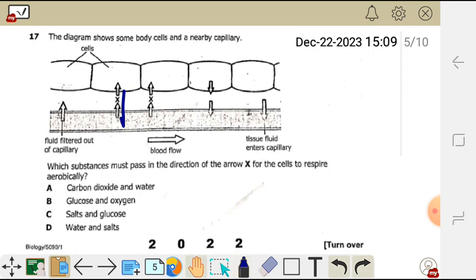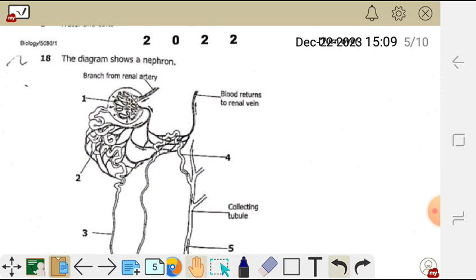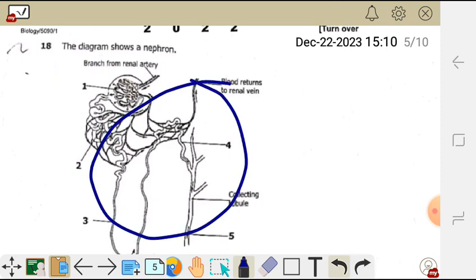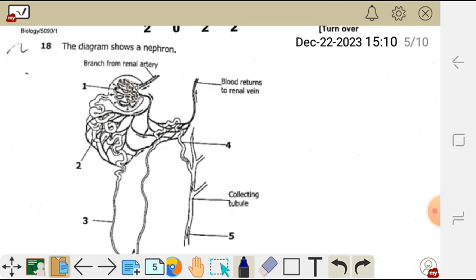Move on to question 18. The diagram shows a nephron. In the kidney, we have a nephron which is responsible for excretion, that is the release of certain toxins and waste products from the body. So this is a nephron in the kidney.